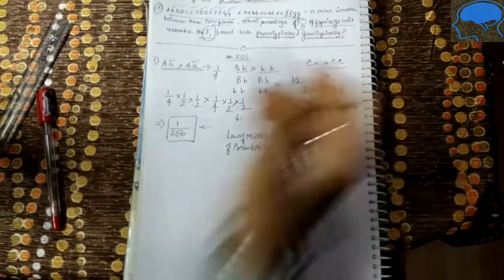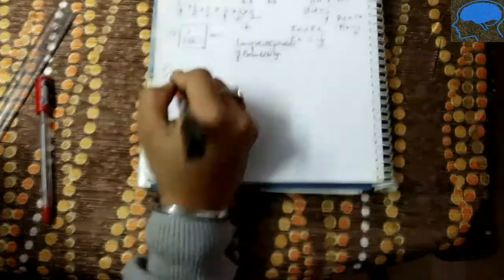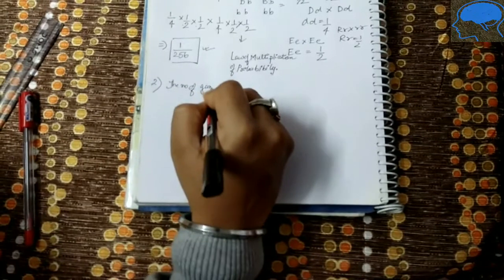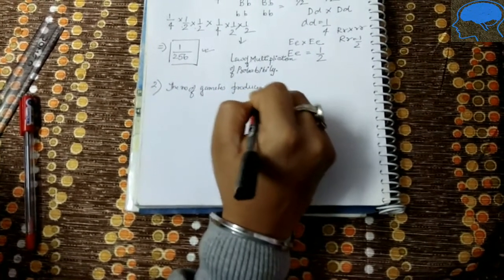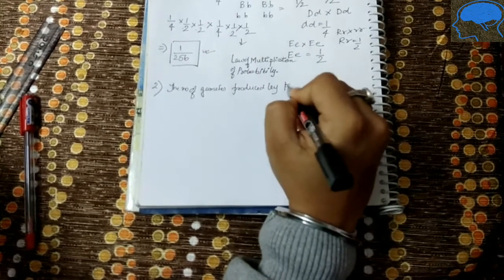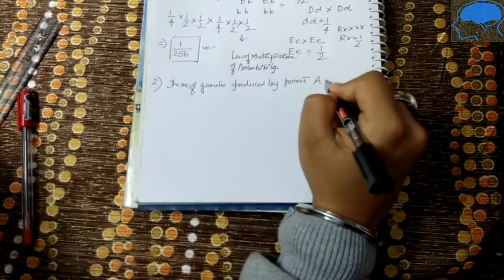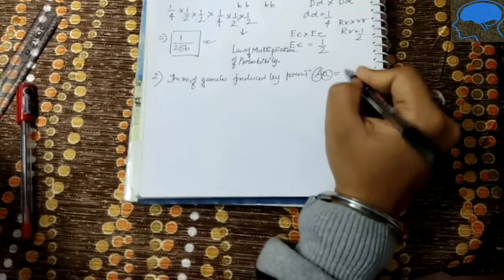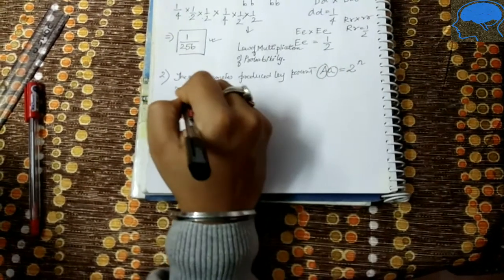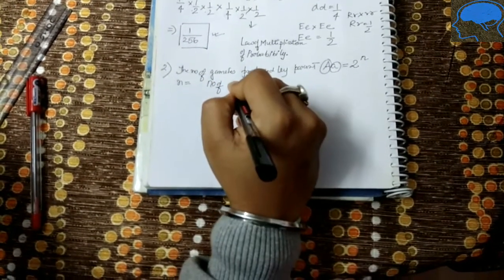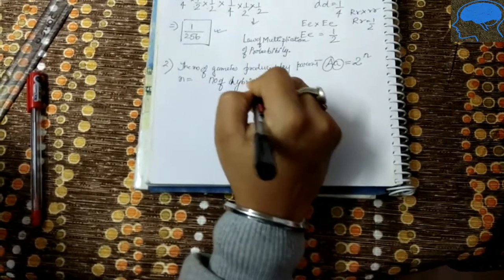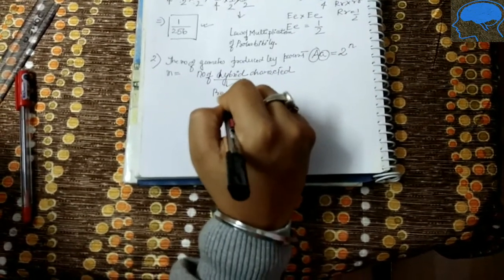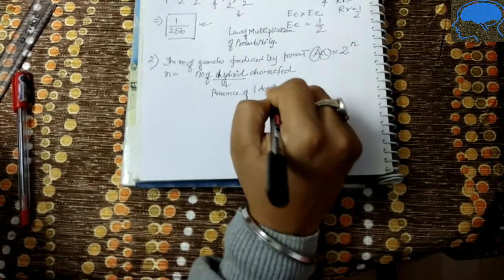Now, before we proceed with this sum, there is just one trick that you need to remember. The number of gametes produced by a parent having genotype capital A small a, that is basically one dominant and one recessive allele, is 2 to the power n, where n is the number of hybrid characters. Hybrid basically means presence of one dominant and one recessive allele.